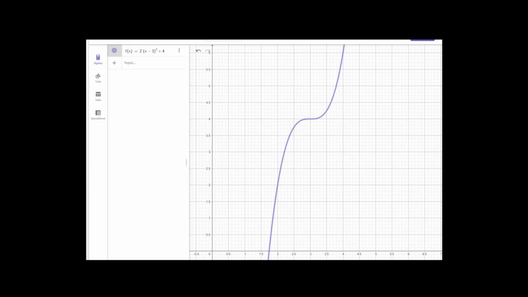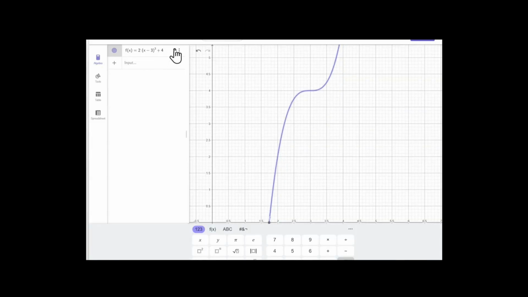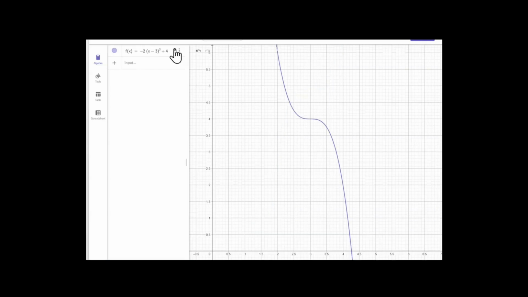So here's one that I did just before. I've let A be 2, I've let H be 3, and I've let K be 4. So it's in that same form there. Our point of inflection is here, and sure enough, it's at 3, 4. Now watch what happens if I change this 2 from a positive 2 to a negative 2. It's flipped, kind of 180 degrees around that point of inflection.